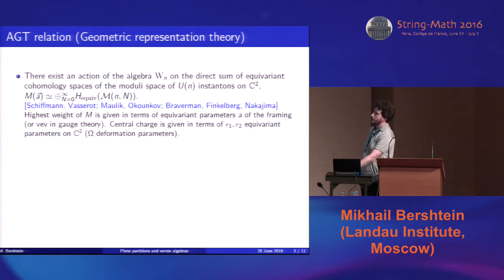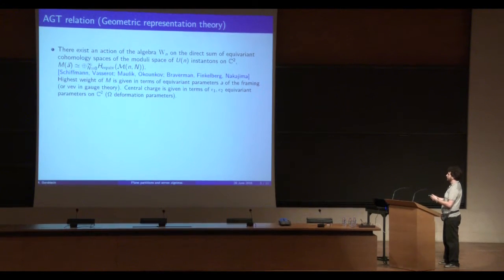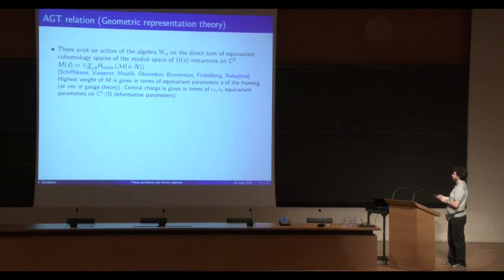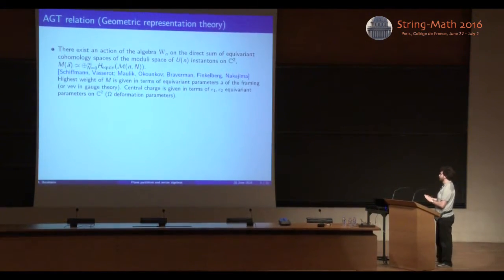Okay. Next, due to the AGT relation, or I would write in mathematical terms, geometric representation theory, we know that such a W algebra has a geometric interpretation as an algebra which acts on the direct sum of equivariant cohomology of the moduli space of instantons. These parameters a are parameters of the framing of the instantons, and epsilon 1 and epsilon 2 are equivariant parameters on C2, or omega deformation parameters in more physical terms.